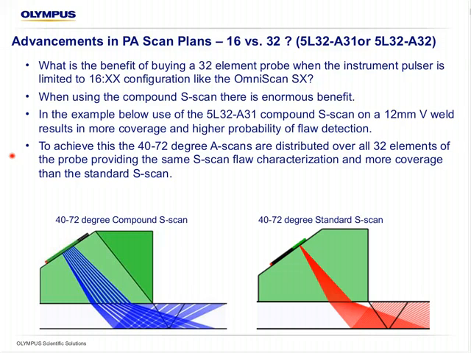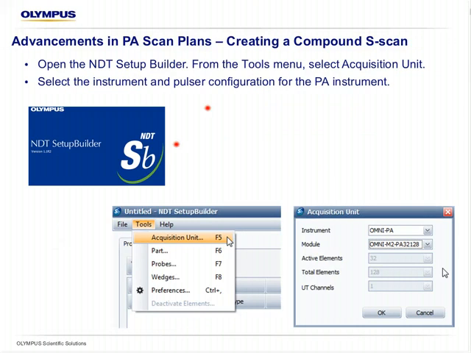To achieve this, the A-scans from 40 to 72 degrees are distributed over all of the elements of the 32-element probe. In a 0.6-millimeter pitch probe with the standard S-scan, depending on the wedge, there's about a 4 or 5 millimeter difference between exit point 1 and exit point last. In the compound S-scan, we see that's a much greater range, and the quality of the data for the characterization, the pixelization associated with linear scans, is not present in the compound S-scan, as we'll see in some of our examples.